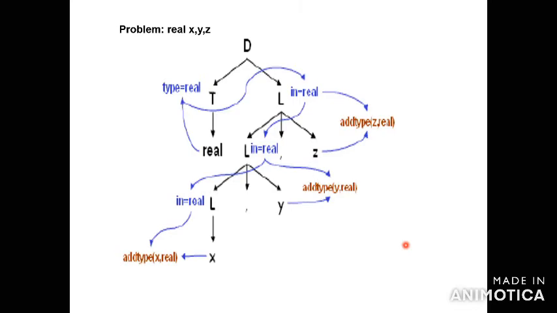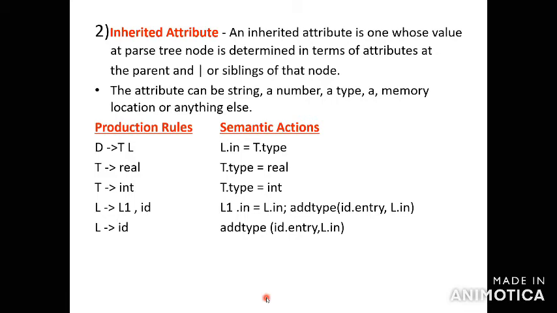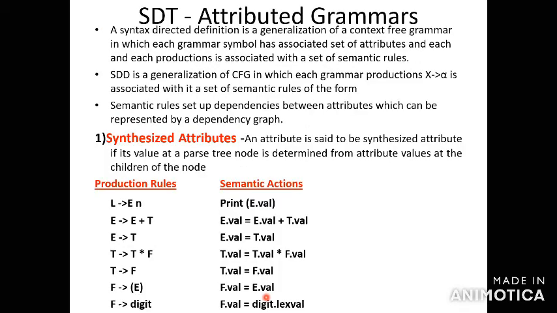In syntax directed translation scheme, you have to specify this for the context-free grammar. It's a specialization of context-free grammar in which each grammar production is associated with a set of semantic actions. So you have to write the semantic actions based on the given production. The semantic rules show dependence between the attributes, represented by a dependency graph. You have to write it in a graphical manner for the given diagram.